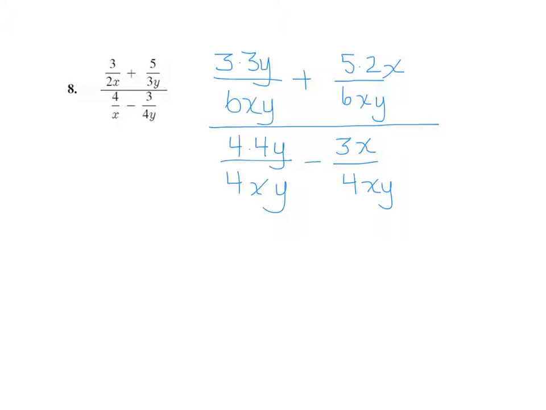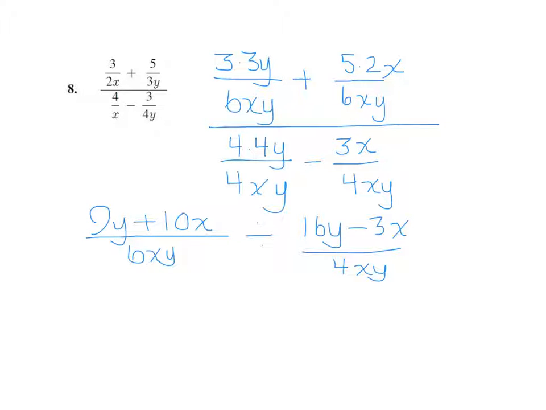So now I can write the numerator as a single fraction and the denominator as a single fraction. And just notice, I just wrote it as a division problem. Okay. So now the question is, what do I do next? Well, dividing by a fraction is the same as multiplying by its reciprocal. So I'm going to take the 9y plus 10x over 6xy and multiply it by the reciprocal of the other fraction.